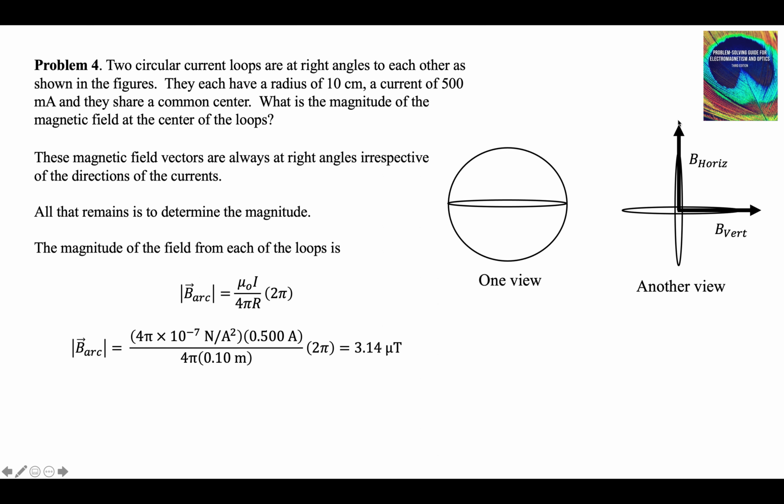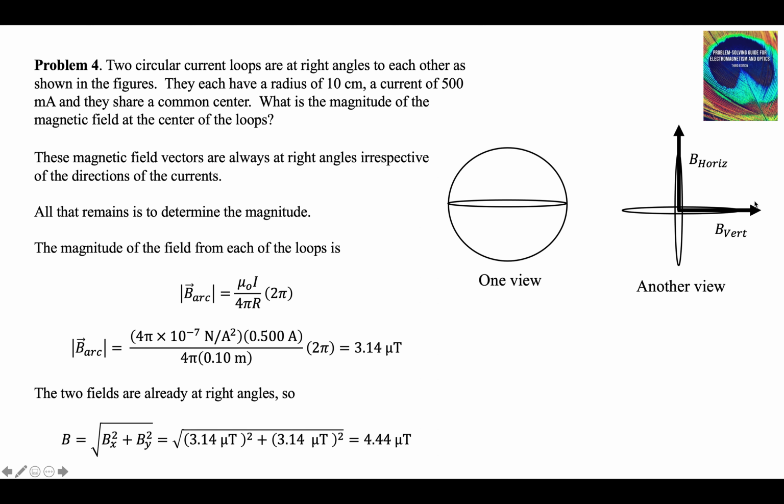Each 3.14 microtesla long. We have to add them up like vectors. They're already at right angles, so B horizontal is pure y, B vertical is pure x, and we can use the Pythagorean theorem to calculate that the magnitude is 4.44 microtesla. We don't know the direction because we don't know the direction of the currents.